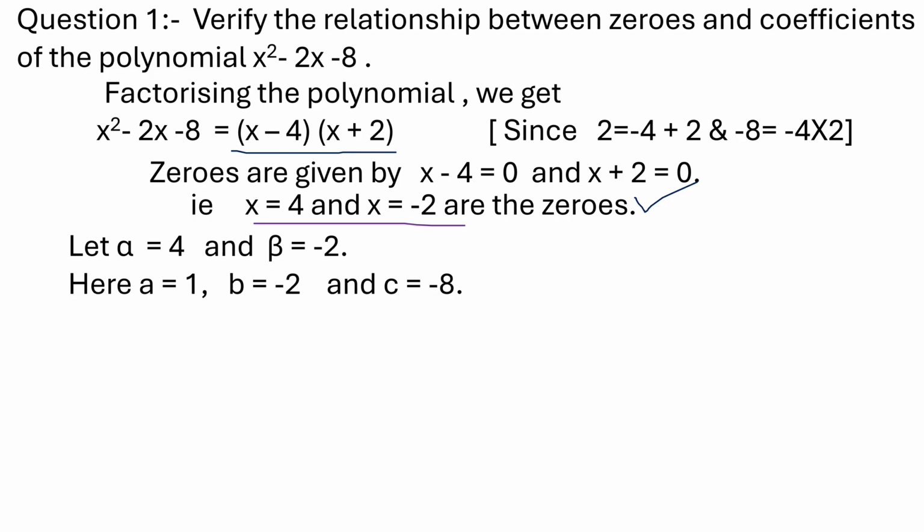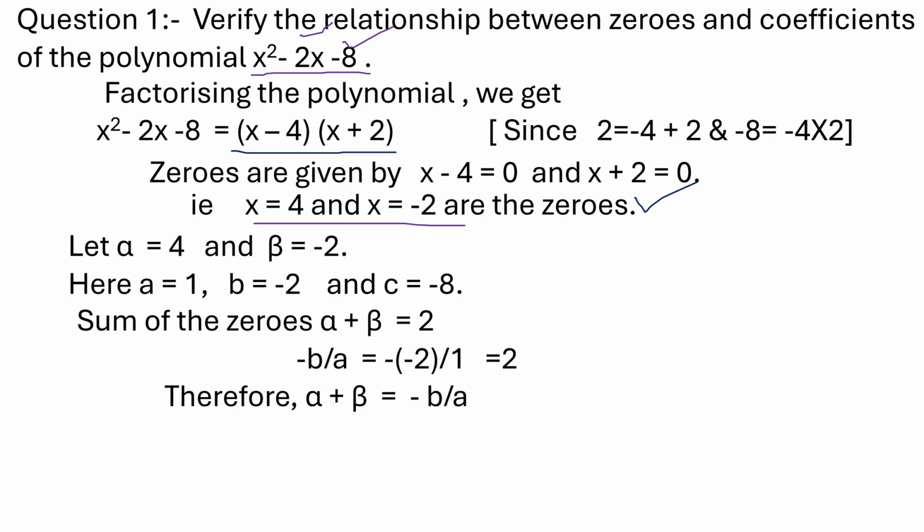Now, second step, what you have to do is let alpha be 4 and beta be -2. So now we have a as 1. Now look at the quadratic equation here. So what is a here? A is 1. What is b? B is -2. What is c? C is -8. So it's a request that you write all this down so that you will not make mistakes.